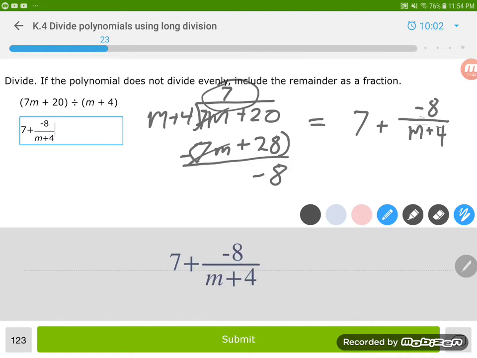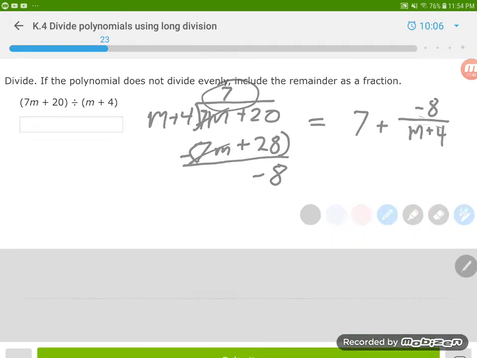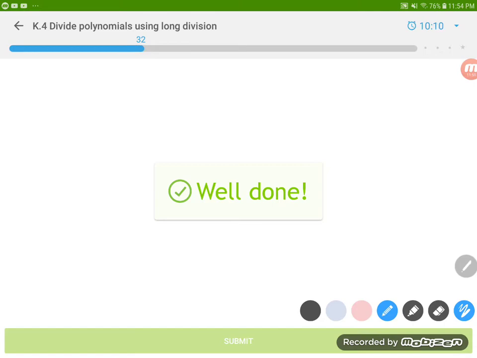Nice, that worked really well. I'm very impressed with this software. Okay, so we'll submit it, and we are correct. That is nice.